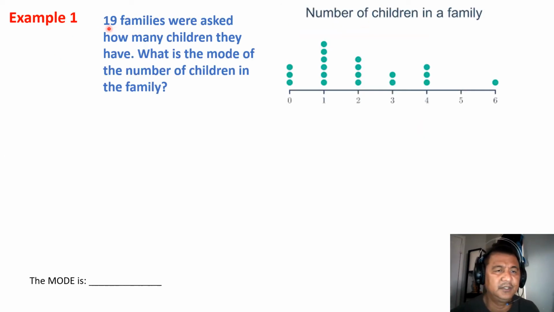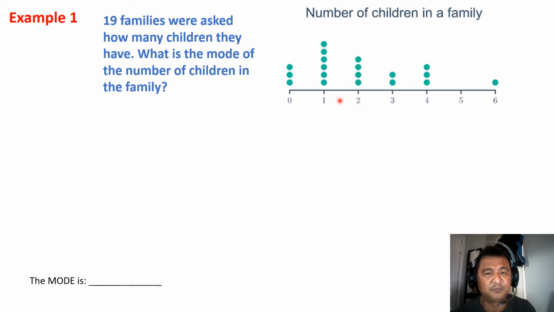One more example here. 19 families were asked how many children they have. What is the mode of the number of children in each family? 19. I don't see a 19 here. No, that's not the 19. This is the number of children in a family: 0 children, 1 child, 2, 3, 4, 5, 6 children. And each dot represents a family. So count all of these dots. There are 19. If this is your family, you're saying, I answered 6 because there are 6 children in my family. This dot represents 3 children in my family.